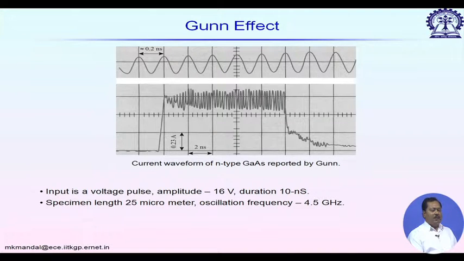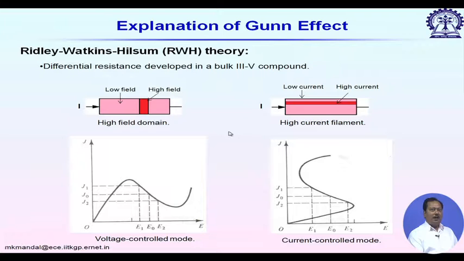Now, how can a gallium arsenide device generate a microwave or millimeter wave signal? To understand that, we have to understand the RWH theory, popularly known as the Ridley-Watkins-Hillsum theory. It deals with differential resistance. So, let us say we have a sample here shown by this rectangular block. Now, some voltage is applied between the left hand side and right hand side, cathode and anode, and somehow on a given filament, let us say resistance increases.